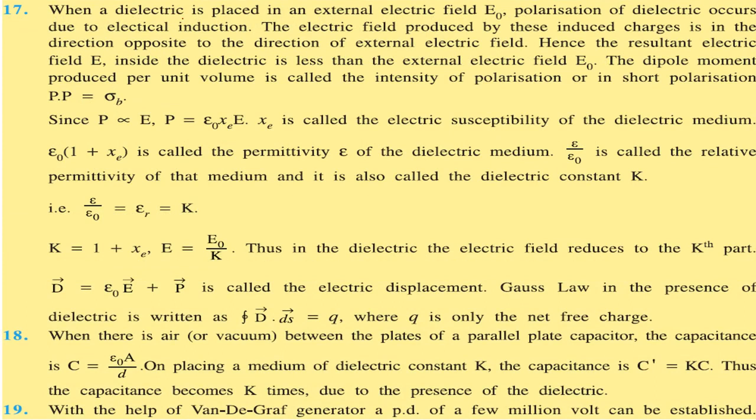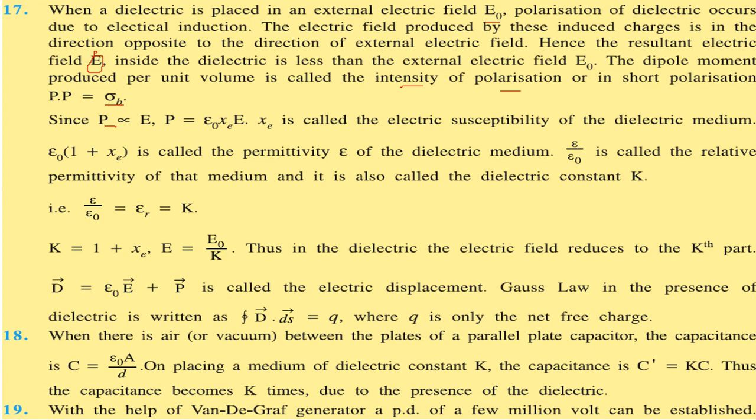When a dielectric is placed in an external electric field, say E0, polarization of the dielectric will occur due to electric induction. The electric field produced by these induced charges is in the direction opposite to the external electric field. So the resultant electric field E inside the dielectric will be less than the external electric field E0. The dipole moment produced per unit volume is called the intensity of polarization, or we can just say polarization. It is given by sigma b, where b is for bound.